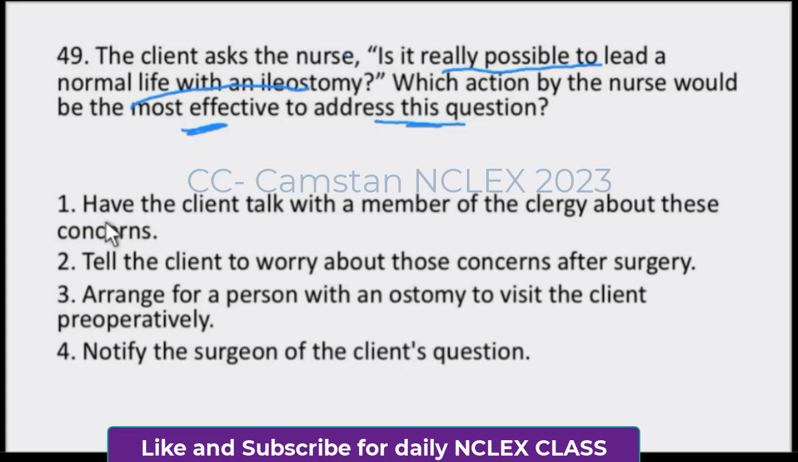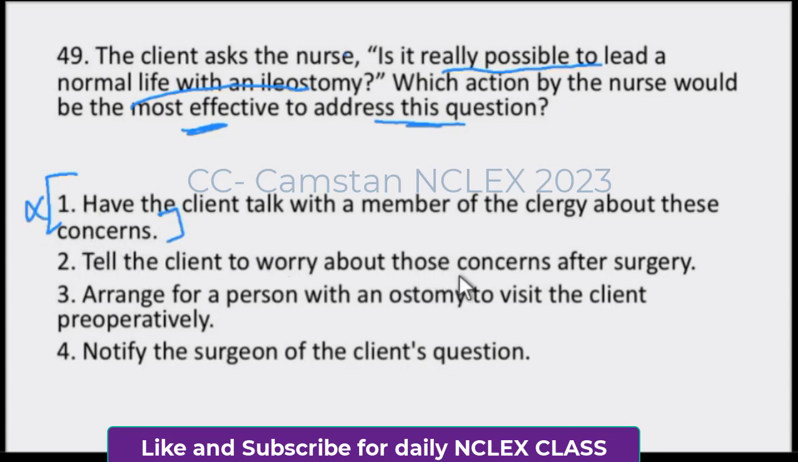Right. So first is having the client talk with a member of the clergy about these concerns. Well, a visit from the clergy may be helpful to some clients, but it would not provide this client with the information sought, right? So it will not solve his concerns. So this option is not correct.